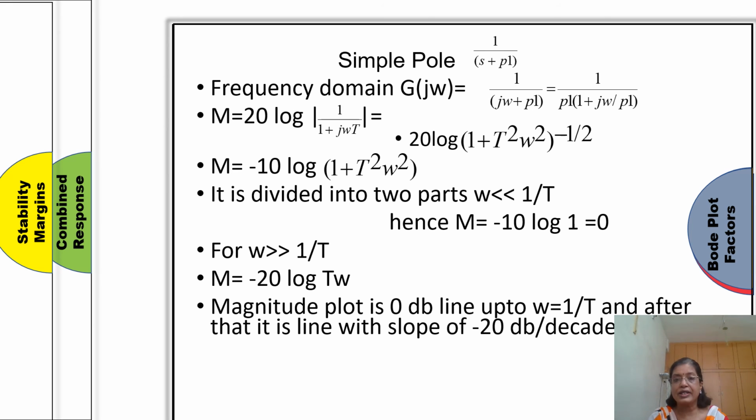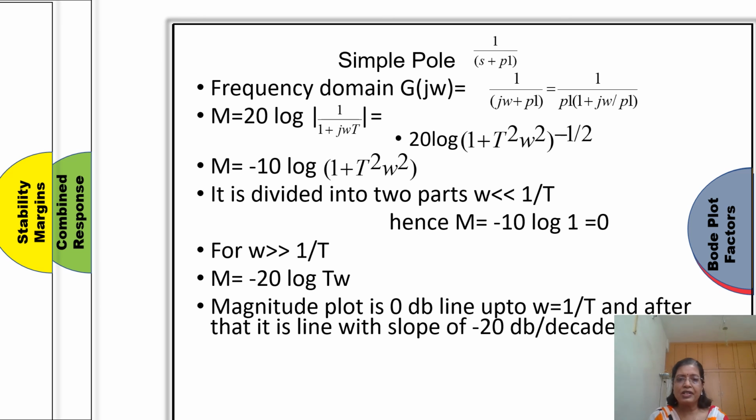One is omega less than, where frequencies are very much less than 1 over t. This 1 plus t square omega square is approximated by 1. Therefore, this will be reduced to minus 10 log of 1. Now log of 1 is 0, therefore it is 0. So we say that for all frequencies less than 1 over t, its magnitude is 0. Now for all frequencies greater than 1 over t, its magnitude is minus 10 log of t square omega square. We will approximate it only by t square omega square. Now this 2 can be taken common and incorporated here, so it will be minus 20 log of t omega.